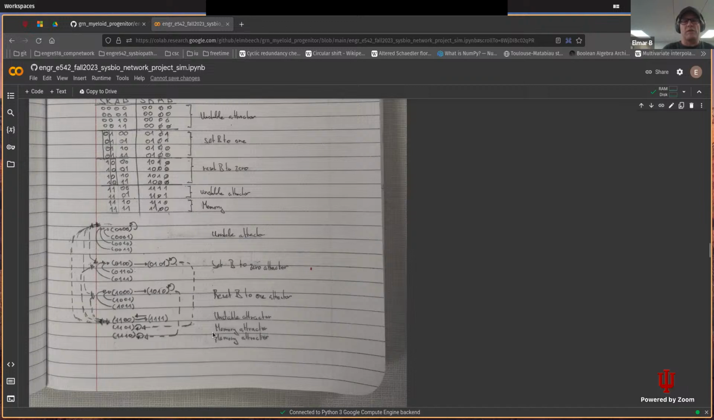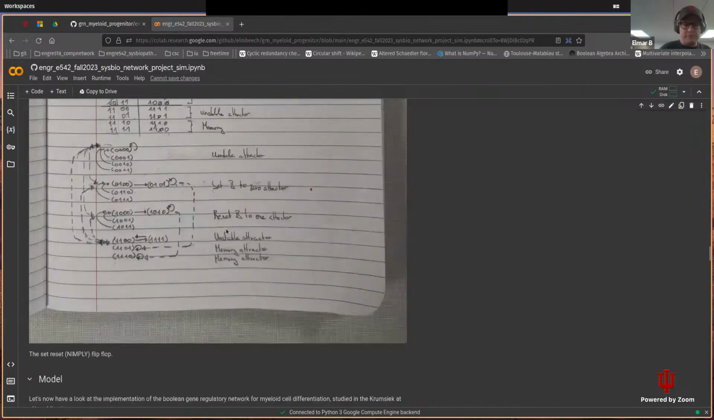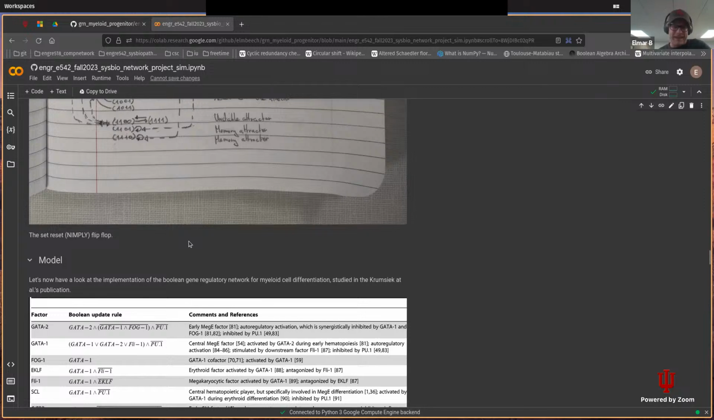So you have a memory attractor, you have an unstable attractor, you have a set and the reset attractor, and you have here the other part of the unstable attractor. It's a little bit different, split up. But this is really how you can bridge from electronics to biology. And that's exactly what I wanted to understand when I did this course, the major thing, of course, other things too.